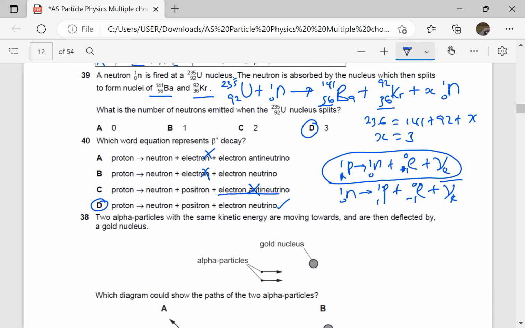C is for a neutron changing to, actually it is not even a neutron changing to a proton. This is not true.